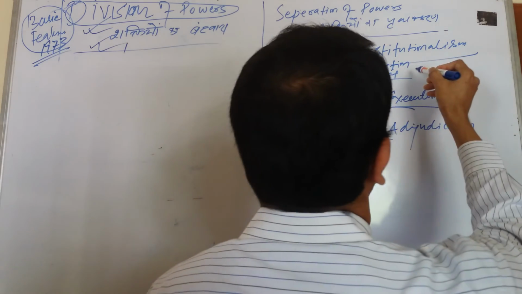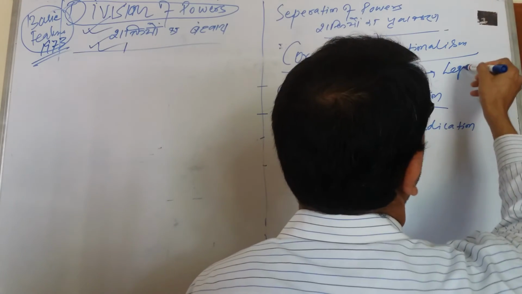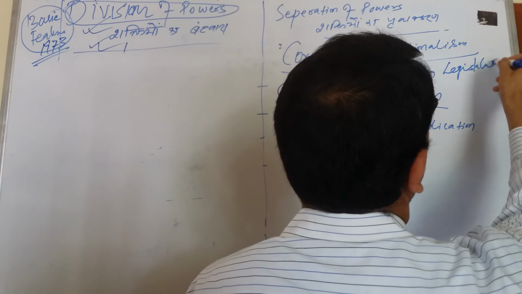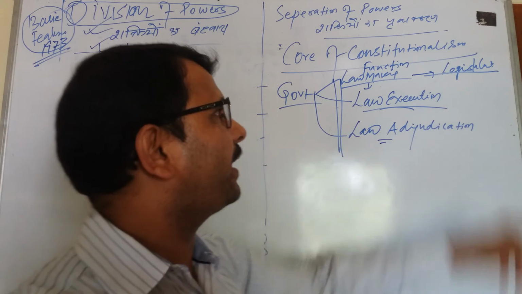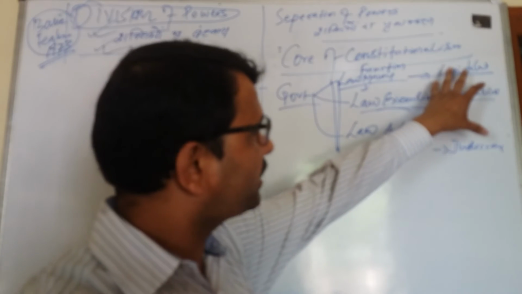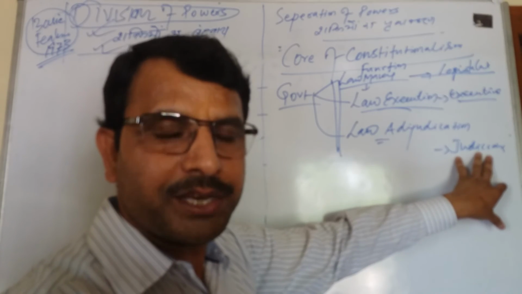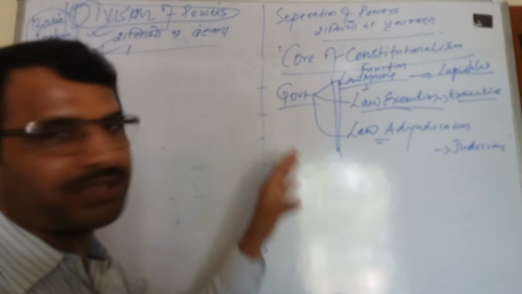Now who is going to do the law making work? Law making lies with the legislature. The legislature is mandated to make the law. जो legislature होगा वो कानून को बनाएगा. Then law execution comes under the domain of the executive, and law adjudication comes under the domain of the judiciary. Now, three functions and three specialized structures. This is called the functional and structural understanding of constitutionalism.